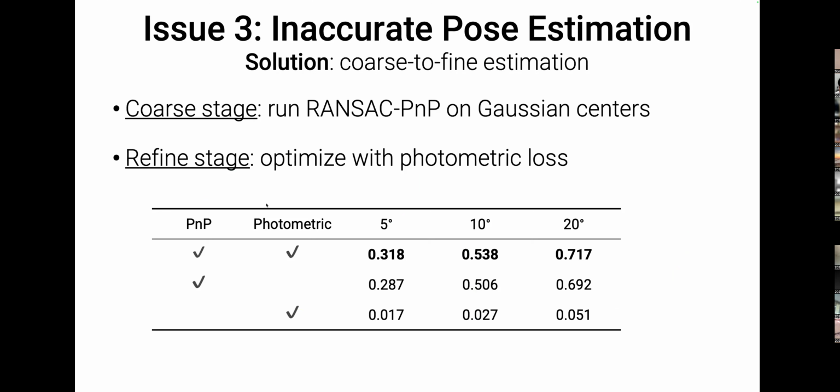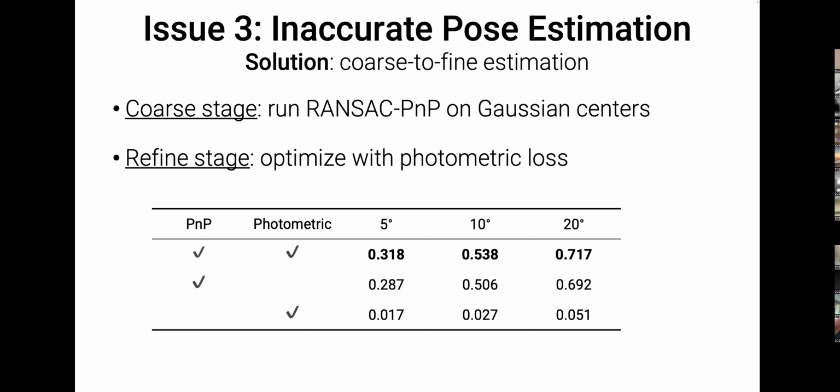The third issue is that once we get the canonical 3D GS in the space, we can obtain the camera poses, right? But how do we get these very accurate camera poses? It's also not very straightforward to do that.